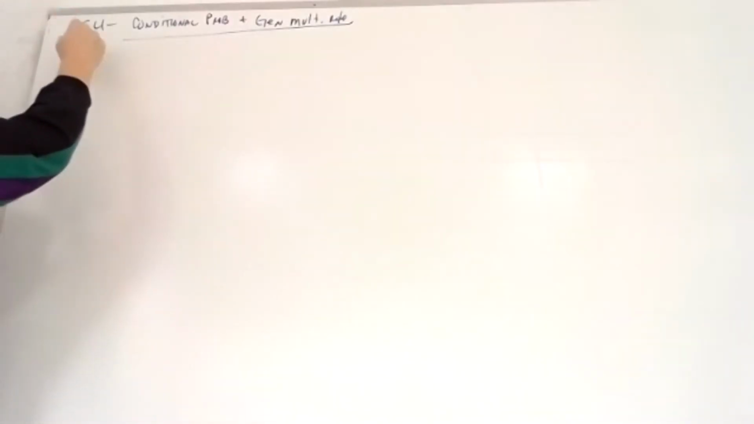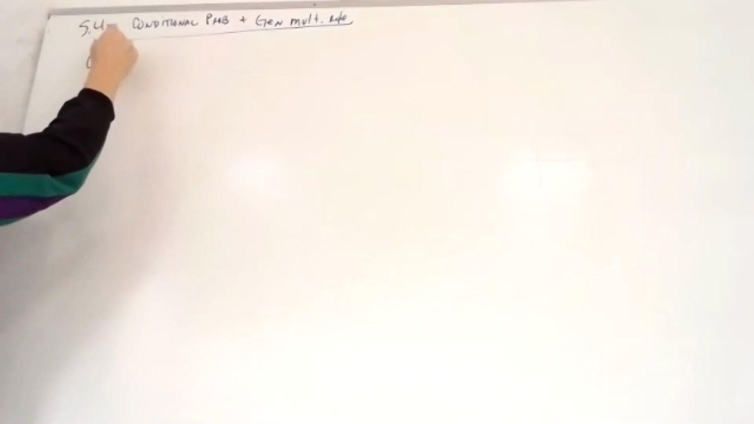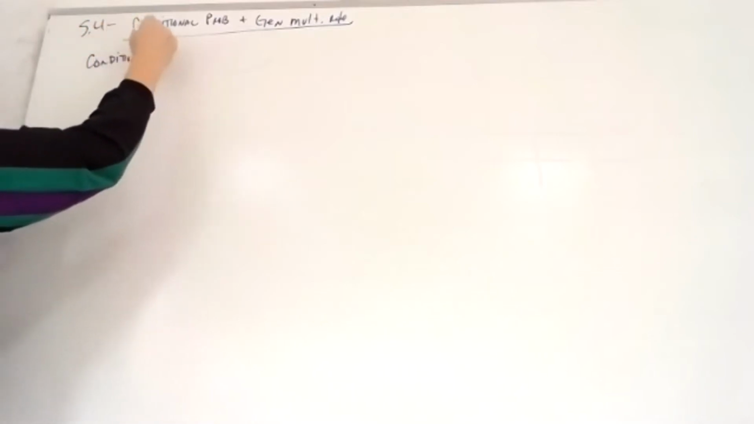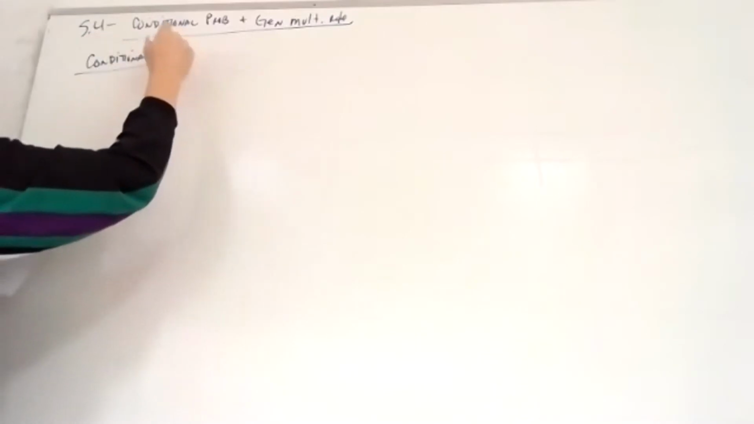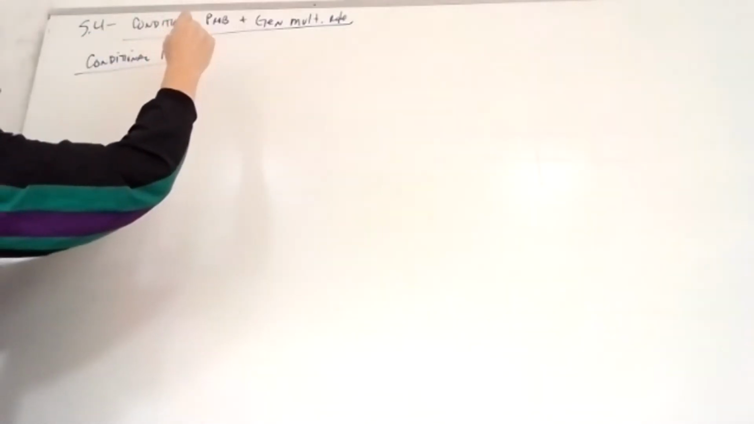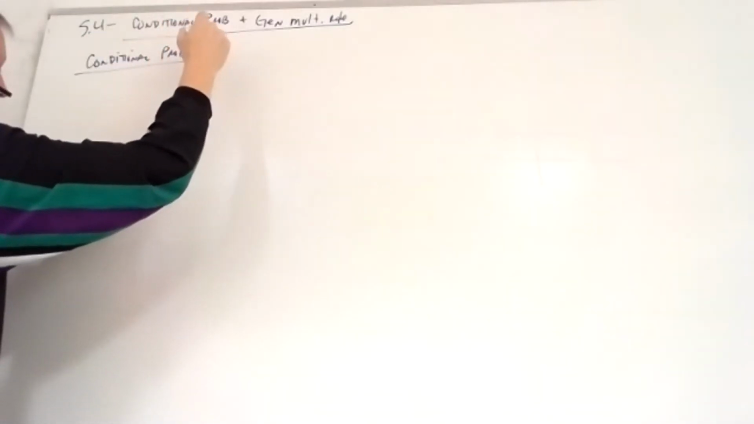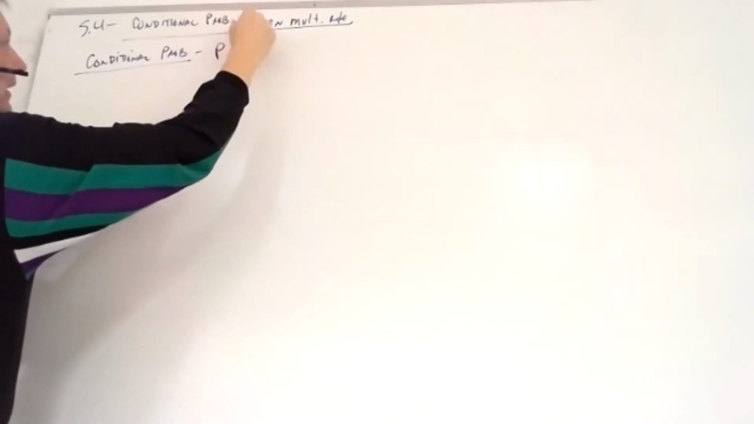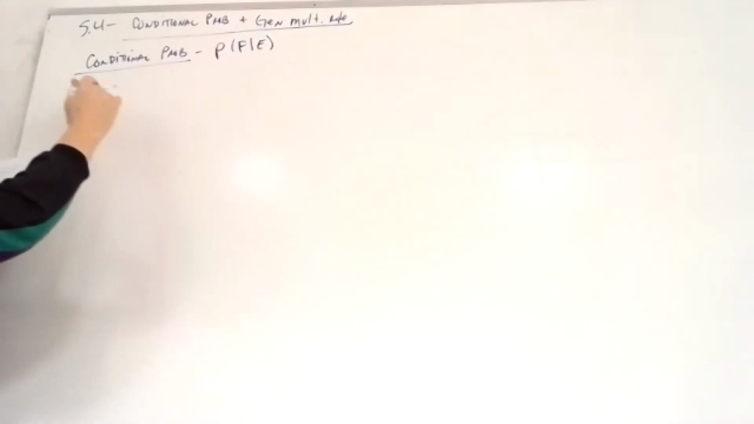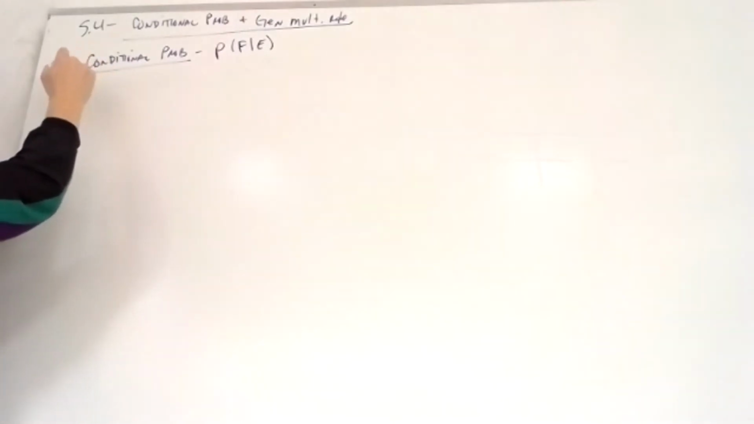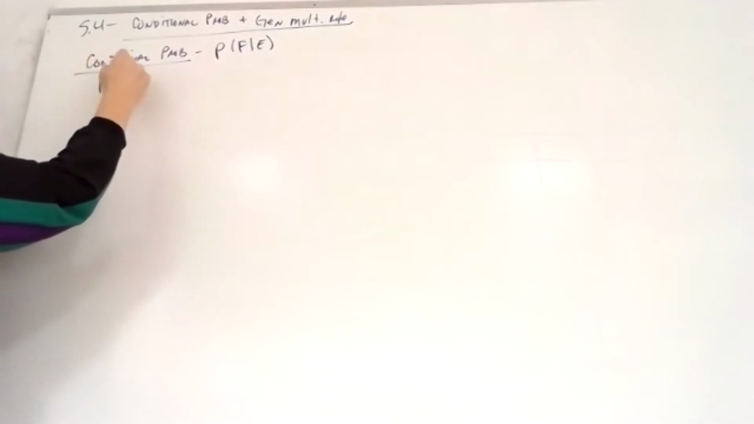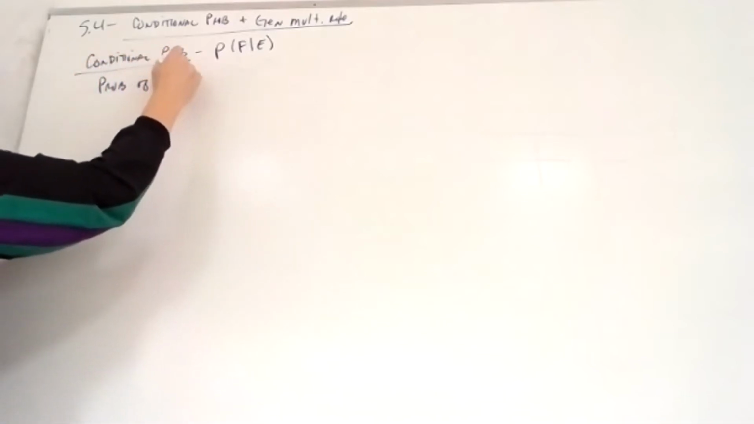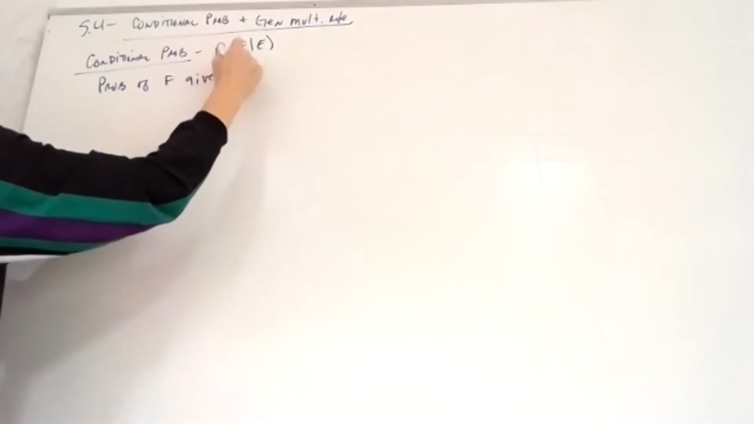All right, so we're going to talk about conditional probability. And that's written as the probability of F given E. So that's just a kind of a straight line. So that's read as the probability of event F given E.